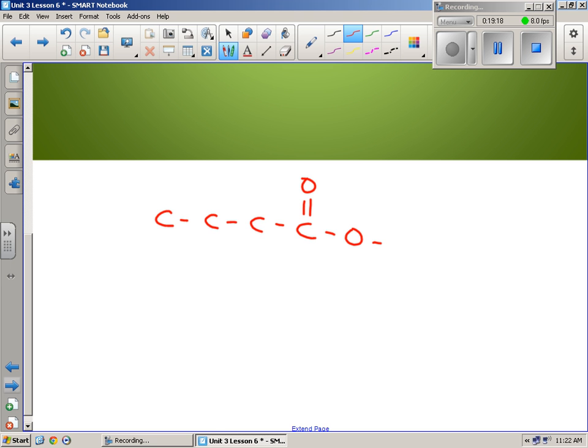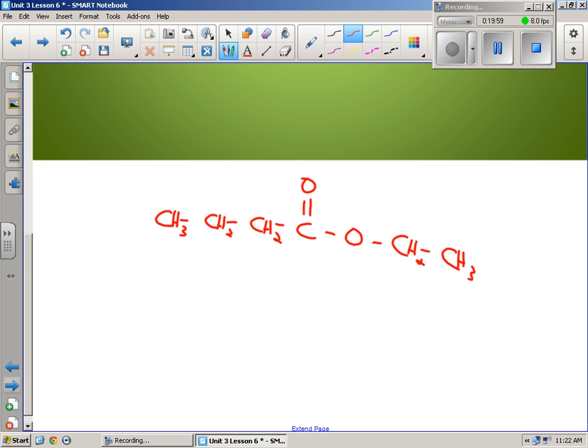On the other side is the alcohol part, and I said it was ethyl. Ethyl has 2 carbons, CH2, CH3. It's an alkyl group, right? Ethyl looks like that, CH2, CH3, as from before. So that is ethyl butanoate, and I need to fill in the rest with H's, of course, guys. So there's ethyl butanoate. Questions, anyone?